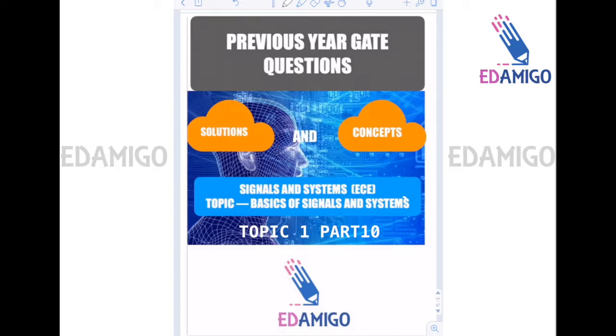Here we are solving the questions and also going through the concepts on which the questions are based. So the topic is basics of signals and systems, and we have already completed 9 parts of the lecture series. This is the 10th part and the last part of the topic. So let's begin with the questions.